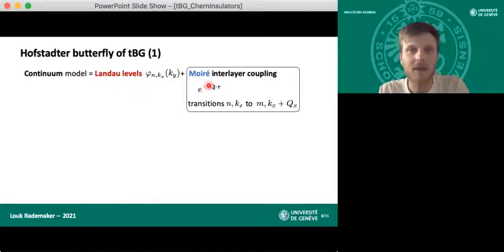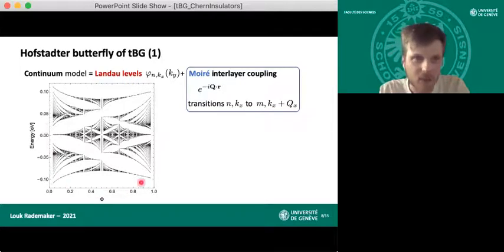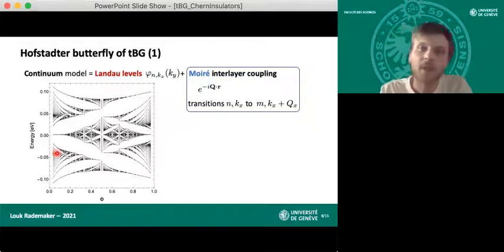Now the moiré interlayer coupling is proportional to a plane wave, so it allows for transitions between different Landau levels with a different Landau level index, and also it changes the momentum of this Landau level state. So this is just an exact diagonalization problem with a suitably high Landau level cutoff, you can solve this and you get this beautiful Hofstadter butterfly. And I just want to point out that, again, you would have here this square root of B Landau levels, which comes from now the renormalized Dirac cones. And it actually looks a lot like what you expect for a regular honeycomb lattice like graphene.